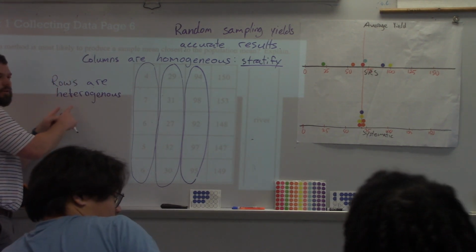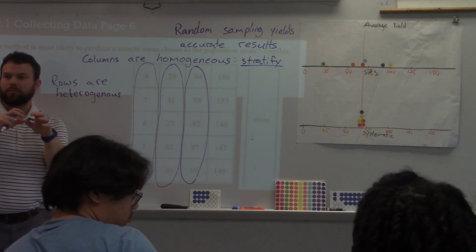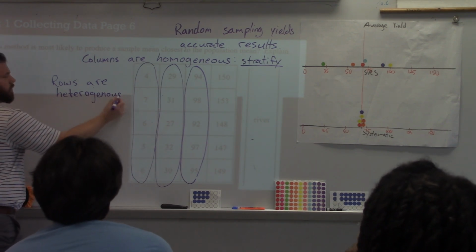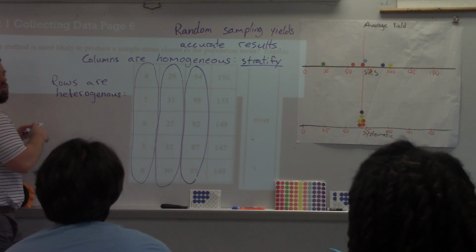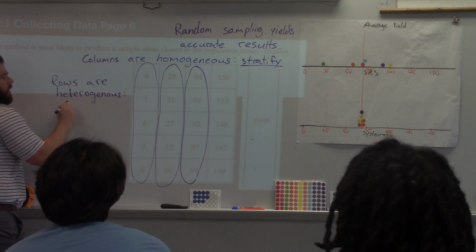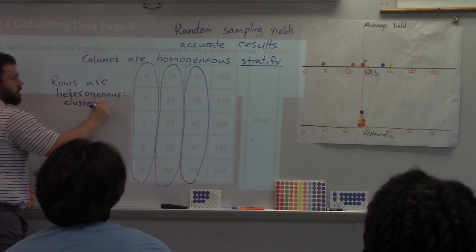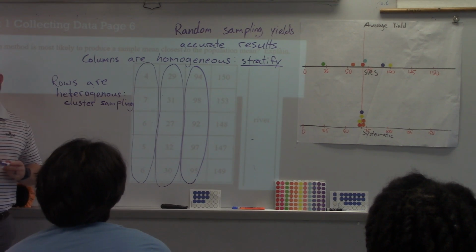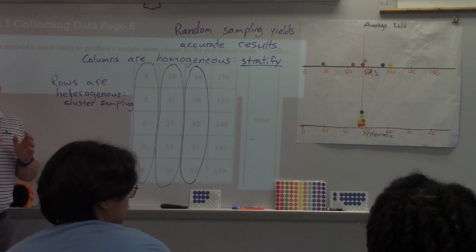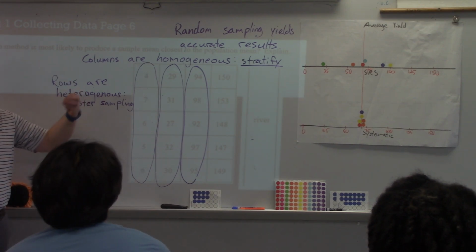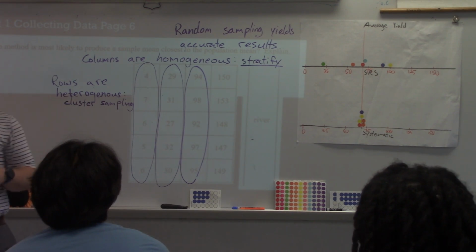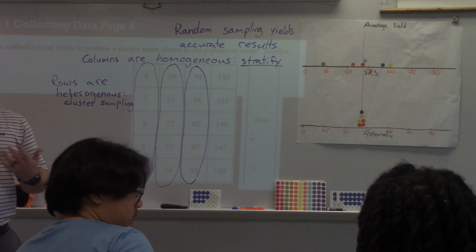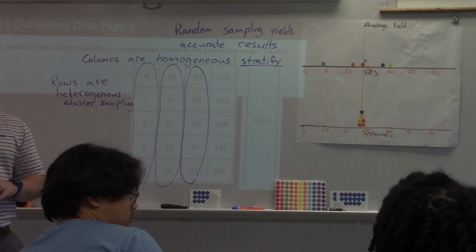But if the groups are heterogeneous, if each group on its own looks like the population, what are you going to use? Cluster. If the groups are mixed so they look like the population, you're going to use cluster sampling. That's what's happening with cluster and stratification. And in cluster, remember how you circled the entire group and you sampled that entire group? That's cluster sampling, when you take that entire group. Now, you could just take one group, or sometimes you could take entire groups.